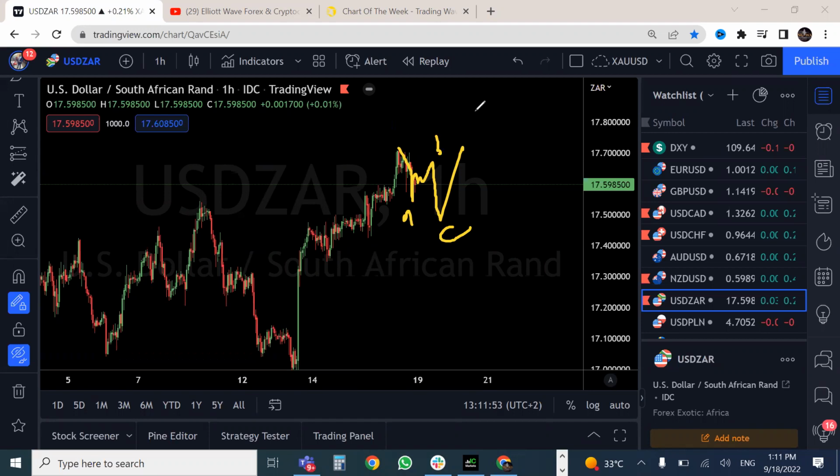So wait for it to give you an opportunity. Do not rush. Remember, you need to anticipate the market. Do not chase it. Once it goes, you let it go. So that's the anticipation with the US dollar ZAR.